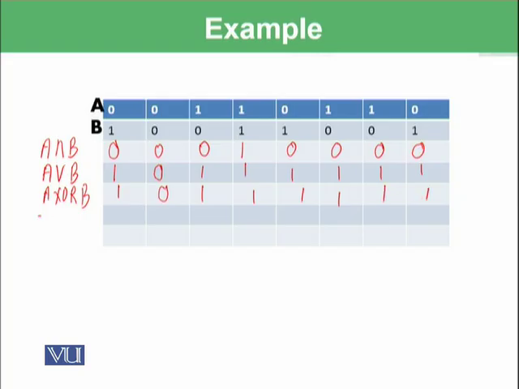And if you want to compute NOT of A, it will convert 0 to 1, and 1 will be converted to 0, giving 1, 0, 0, 1. And similarly, NOT B would be: this 1 will be converted to 0, 1, 1, 0, 0, 1, 1, 0.